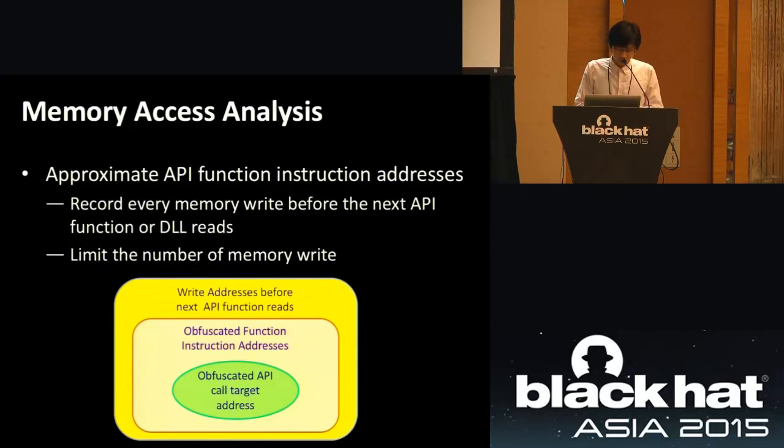So we record every memory write before the next API function or DLL read, on DLL, next DLL. This algorithm has a problem because after the last API function obfuscation, we don't know when it ends. So I limited the number of memory writes to about 10,000. It worked.